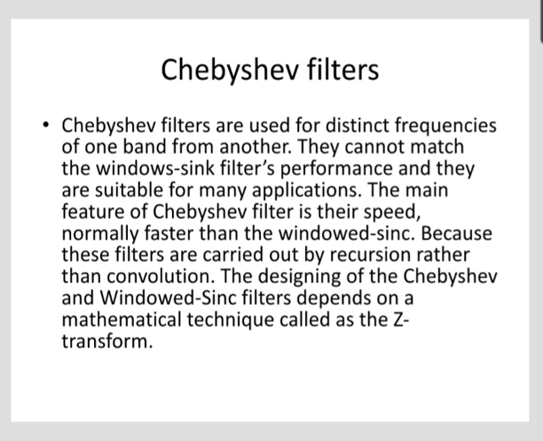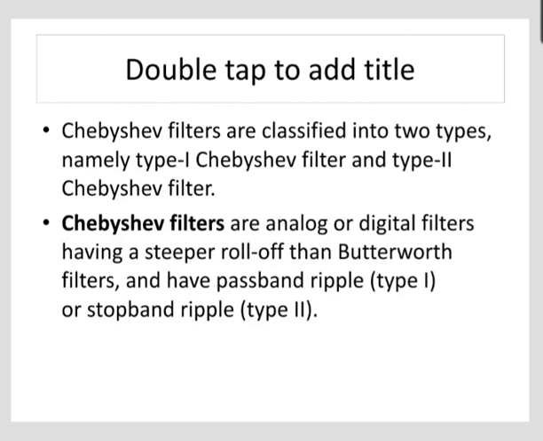The design of Chebyshev and windowed sinc filters depends on the mathematical technique called the Z transform. These filters are classified into two types: type 1 Chebyshev filter and type 2 Chebyshev filter. These filters are analog or digital filters having a steeper roll off than the Butterworth filter and have passband ripple or stopband ripple.